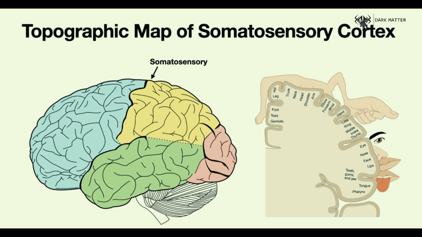In addition, the larger the body part is in this map, that means there are more receptors for it, and therefore there is more space dedicated to it in the cortex. The fingers and the face, for example, are much more sensitive and more highly innervated than the legs.